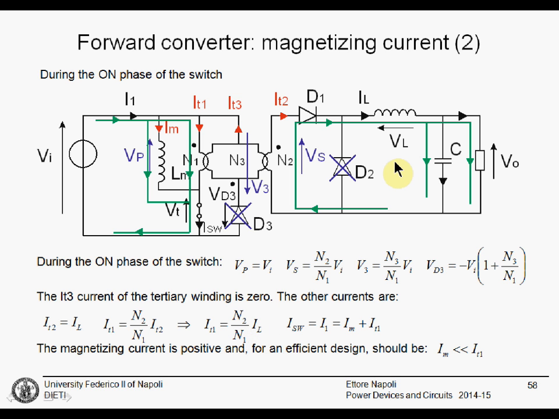There is a direct flow of energy from the input to the output. This means that when the switch is on, this current is reflected here. There is more or less a straightforward direct current flow. Please note that if N2 is equal to N1, you are just saying that IT1 is equal to IL. The same current here and here.